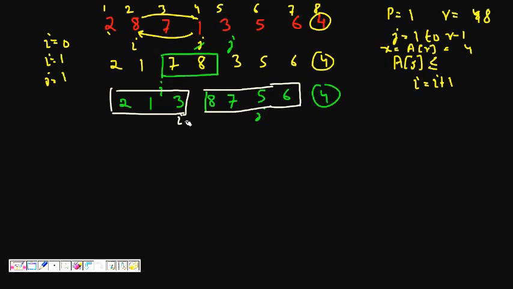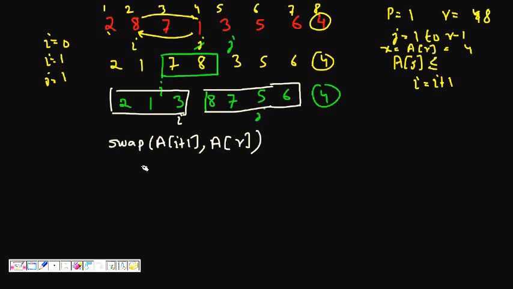So i is here. We have i which is at 3, and now we swap a of i plus 1 and a of r.